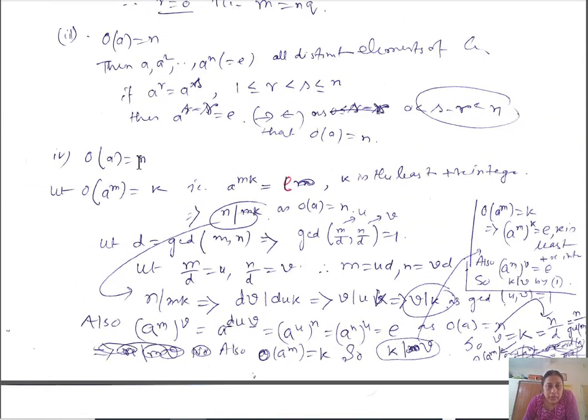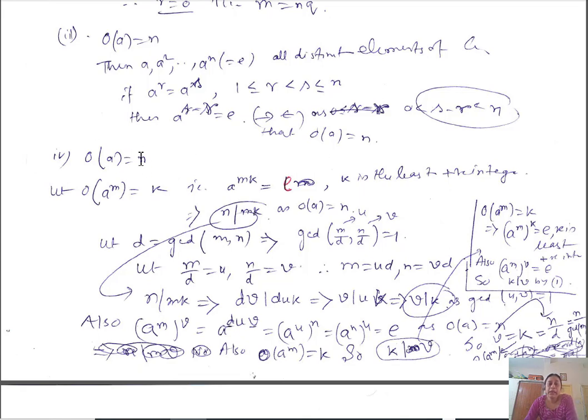So order of A equal to n, I have to find order of A to the power m. Now, suppose order of A to the power m equal to k. So by definition, this means A to the power m to the power k is e, and k is the least such positive integer.